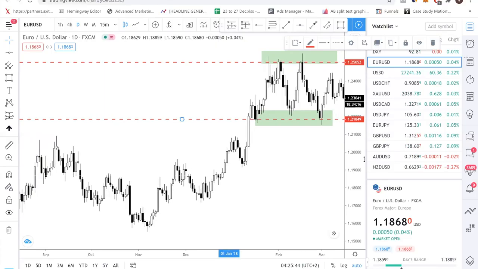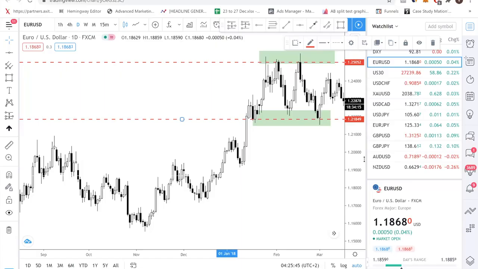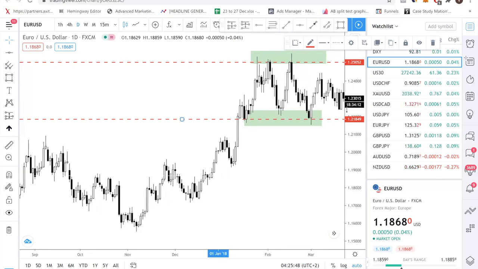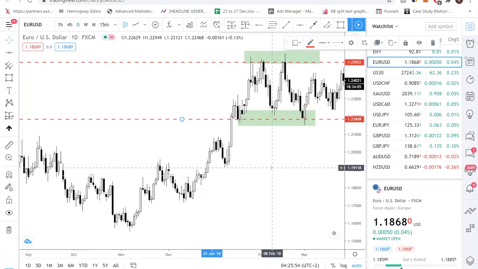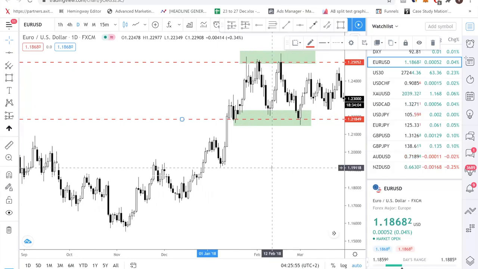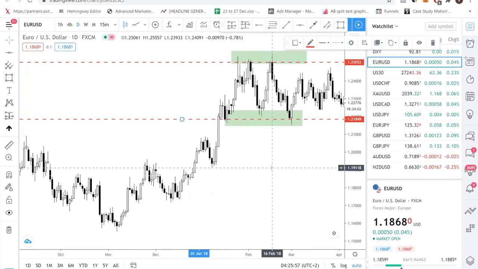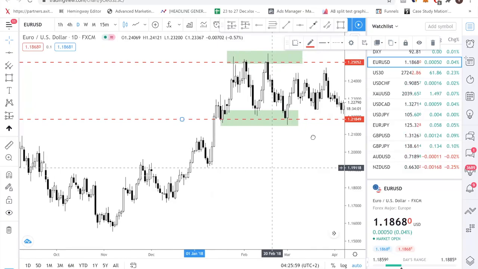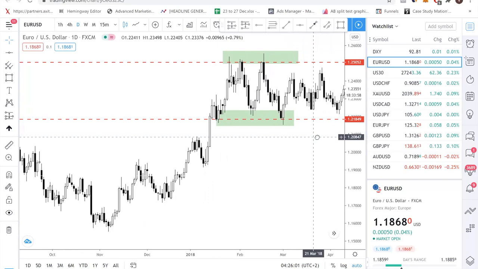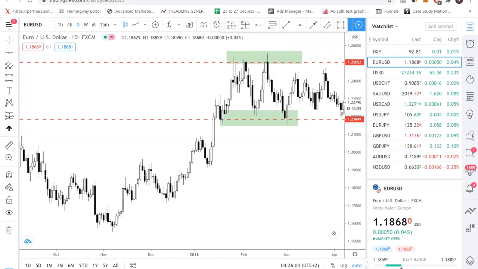Not quite. This candle over here didn't quite make it to the bottom. So let's just be patient and see if we get a trade. Okay, so this trade over here can actually be considered a trade. That depends on whether you like the risk to reward.